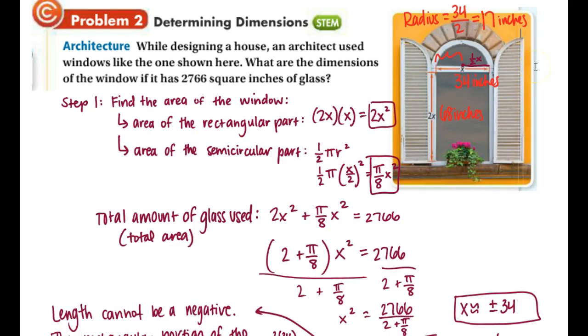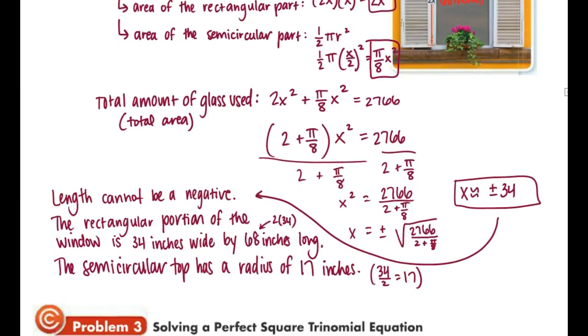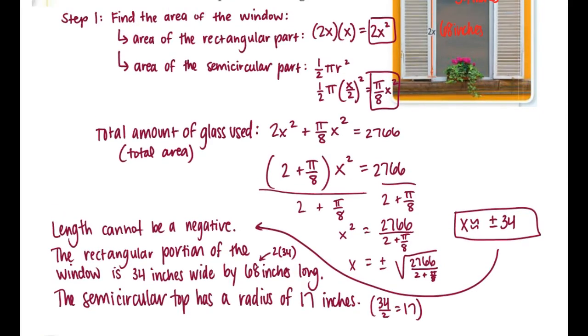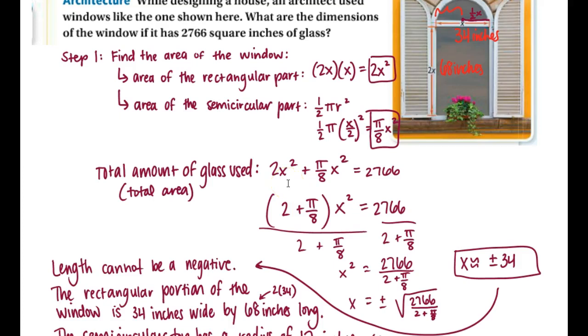Now that we know the dimensions of the rectangular portion of the window, we can easily find the radius of the semicircular portion. Since we know the width of the window is 34 inches and the length is 68 inches, we can find the radius just by dividing the width by 2, because as we talked about before, it's just 1/2 of that x value. So half of 34, or 34 divided by 2, is equal to 17. So the radius is 17 inches. So we found all the dimensions of this window, and we used the process of taking square roots and reducing to do so.